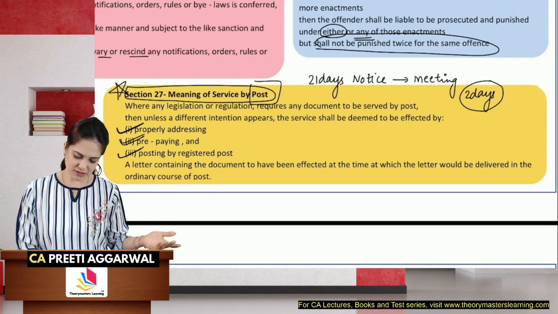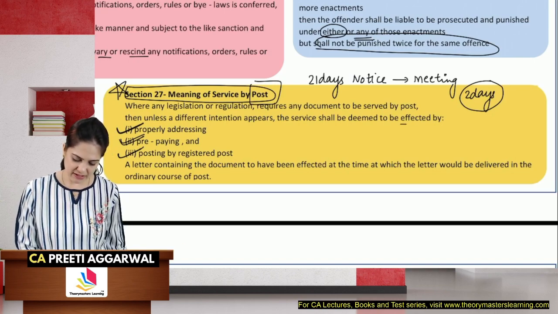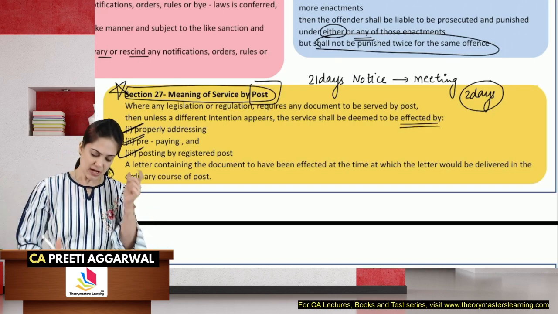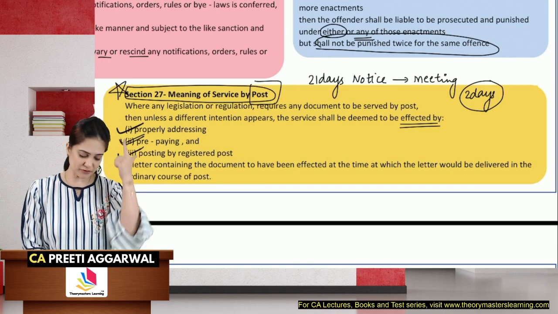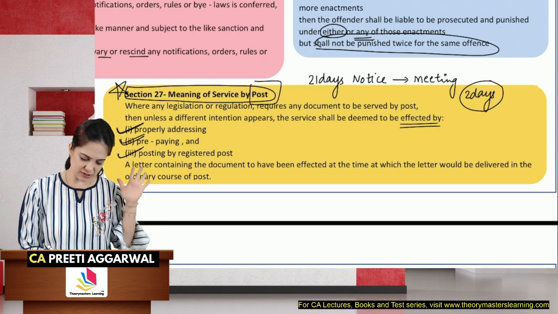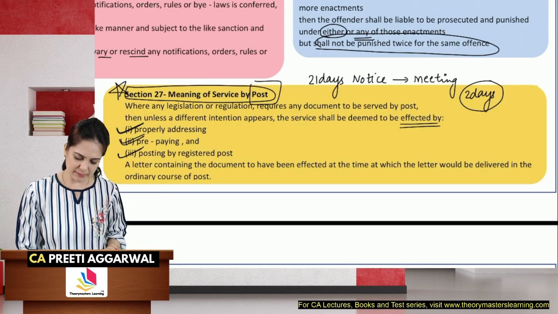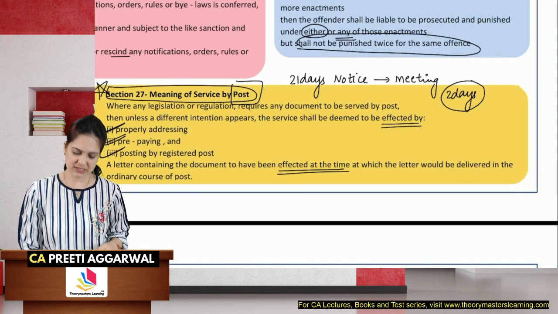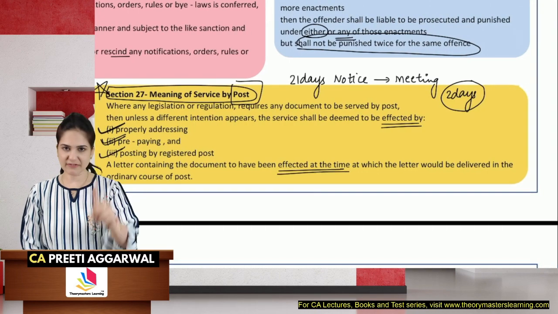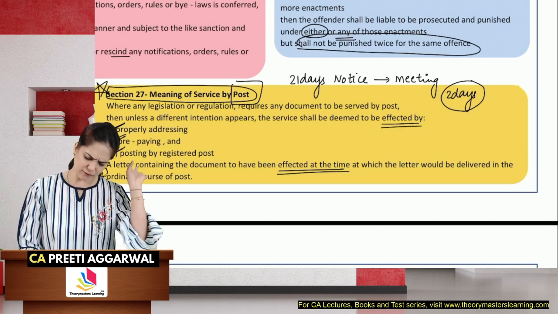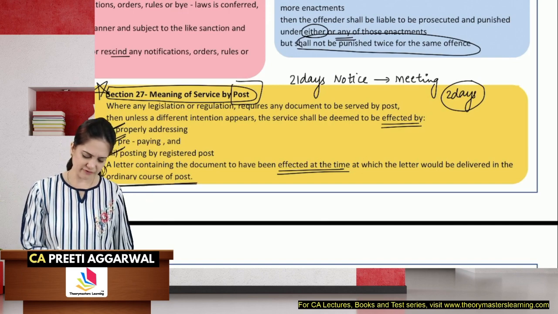So unless a different intention appears, service shall be deemed to be effected. We are satisfied if you have properly written the address, if you have prepaid the stamp, if you have sent by registered post. Service by letter containing the document will be effected at the time at which the letter would have been delivered in the ordinary course of post.